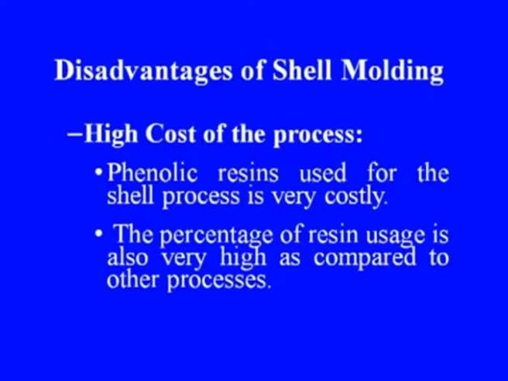Now, let us also look into some of the limitations of this cell molding process. To name the first is the high cost of this process. The phenolic resins used in this process are very costly. The percentage of resin usage is also very high as compared to other processes, which adds to the high cost of the process. The process also requires very tight control of the cell thickness, else the competitiveness of the process will be sacrificed.